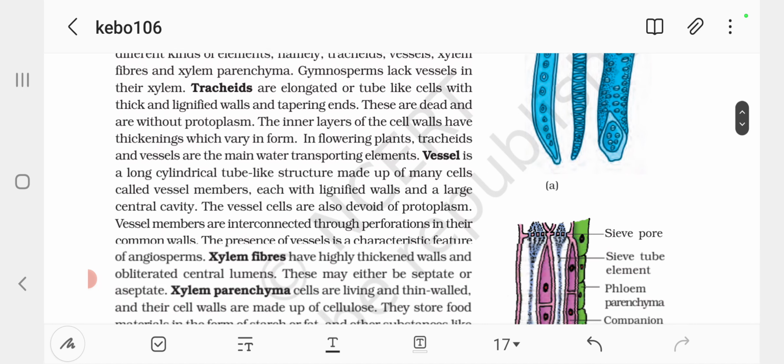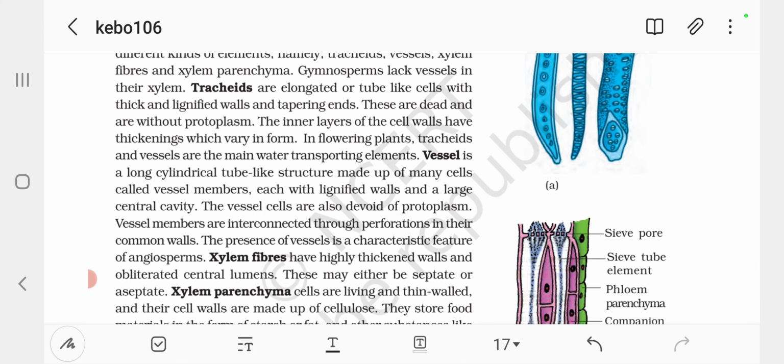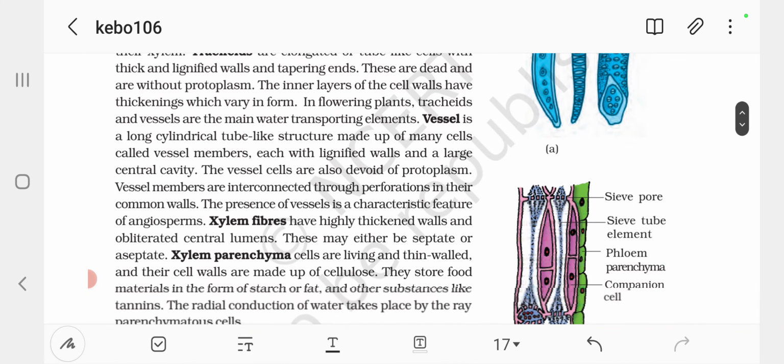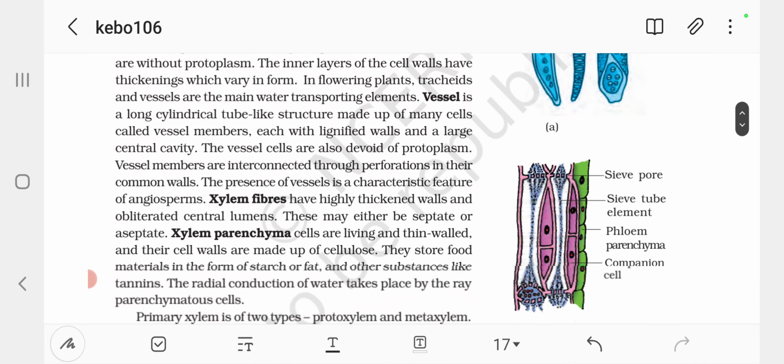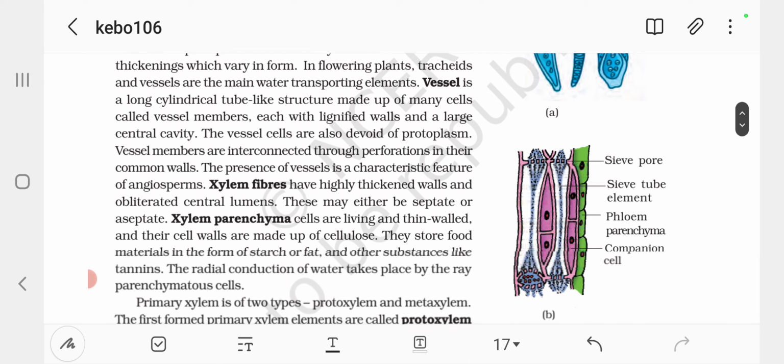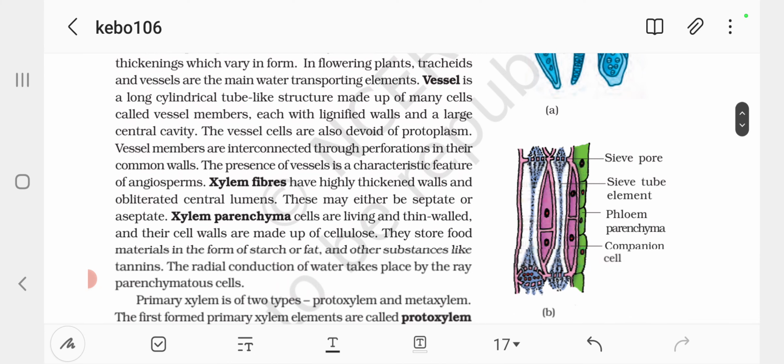Tracheids are elongated or tube-like cells with thick and lignified walls and tapering ends. These are dead and are without protoplasm. The inner layers of the cell wall have thickenings which vary in form. In flowering plants, tracheids and vessels are the main water transporting elements.